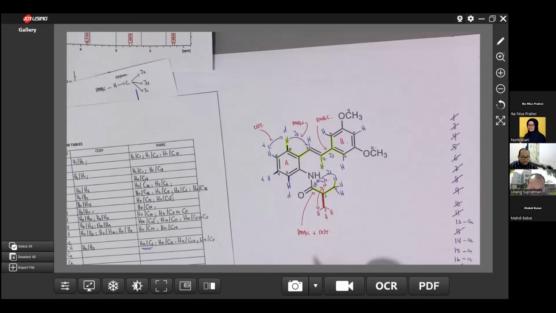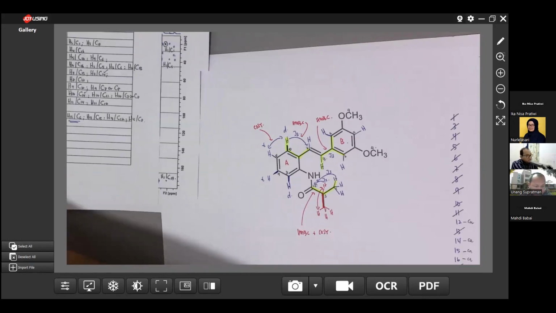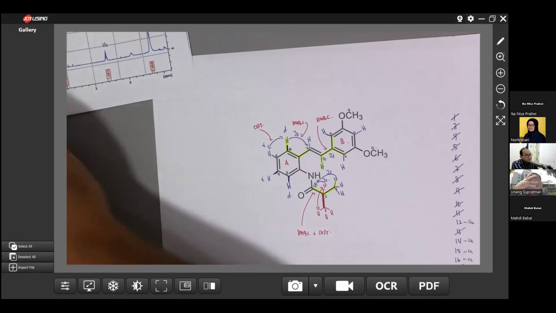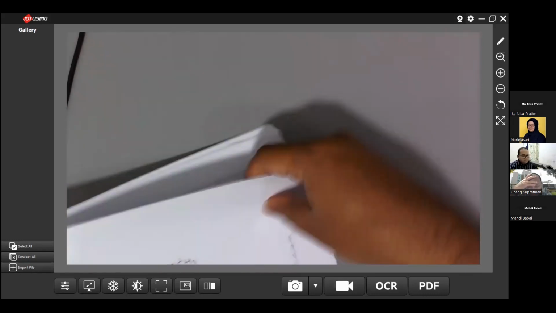Okay, I hope this is finished, I think, for structural determinations for this kind of synthetic compounds. And anybody who has questions, I love to answer.